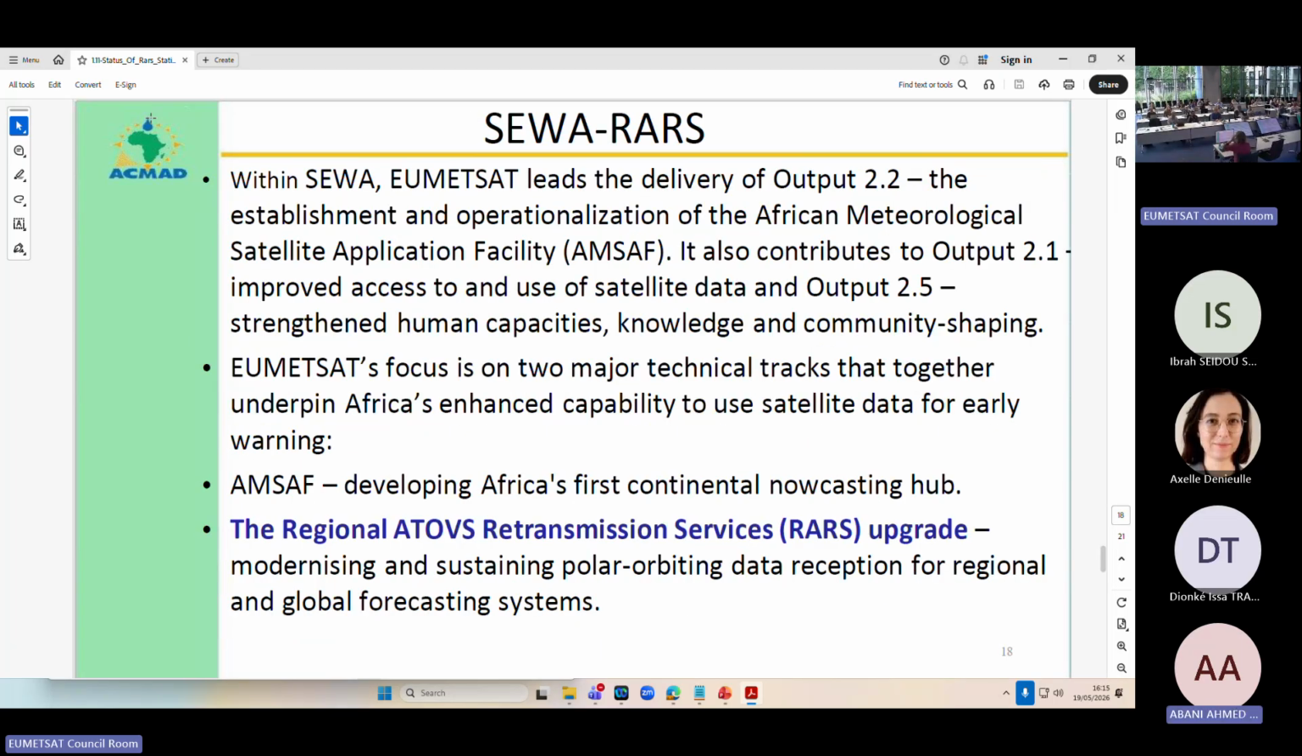ACMAD is part of the consortium to implement the AMSAF, so the SAF nowcasting is part of the AMSAF implementation. The second component considered by the SEWA project is the RARS upgrade, which brings us into this exchange with EUMETSAT and a new contract for maintenance. Next slide, please.